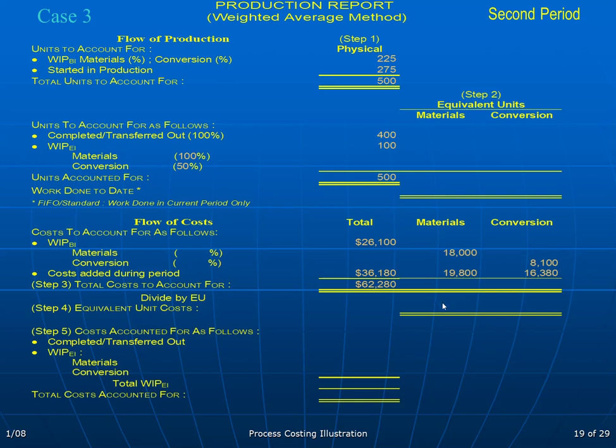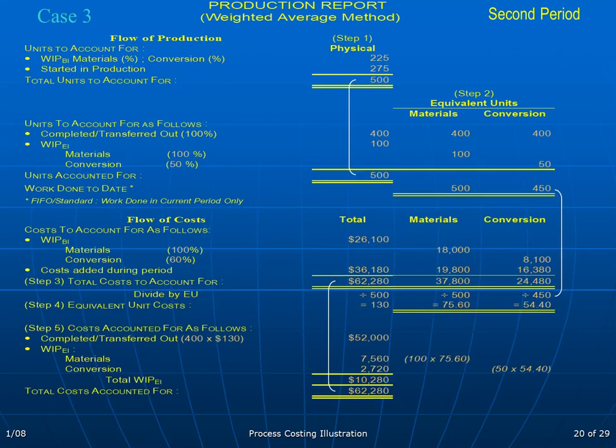How are we going to do that? We're going to calculate allocation rates. In order to calculate those rates, we need to determine our equivalent units, how much work was done with respect to every cost pool that we have. That will allow us to calculate the rates. Then we're going to take those rates and assign costs to our production, the 400 units that were transferred out and the 100 units that are still there.